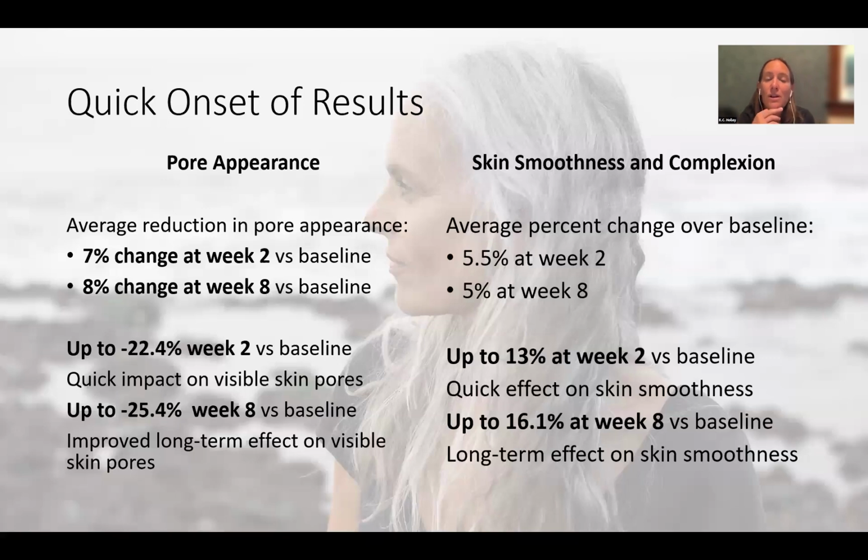And they also saw similar onset of benefits when we looked at pore appearance and skin smoothness and complexion. So again, this just shows the average reduction in pore appearance at week 2 and week 8 for both. For the pore appearance, and then the up to, right? The best of the best. And then the same with skin smoothness and complexion. So again, you can see that you get this quick onset and then the long-term results. And this is important because when we get those quick onsets, right, we are more likely to want to continue to use a product. It kind of gets us hooked. It's hard to wait 8 weeks for something to start working.